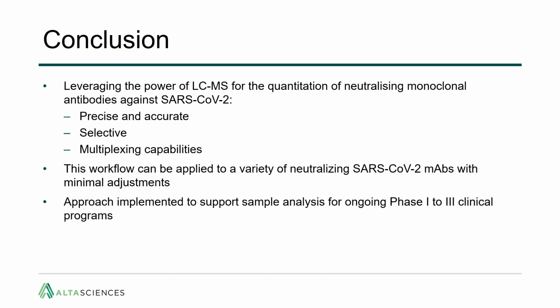In conclusion, this presentation illustrated how mass spectrometry can be used for the quantitation of neutralizing monoclonal antibodies against SARS-CoV-2. The methods are precise and accurate, they're selective, and can be multiplexed. The developed workflow can be applied to a variety of neutralizing SARS-CoV-2 monoclonal antibodies with minimal adjustments. The approach is currently implemented in our laboratory to support sample analysis for ongoing phase 1 to phase 3 clinical programs for 3 different neutralizing monoclonal antibodies.